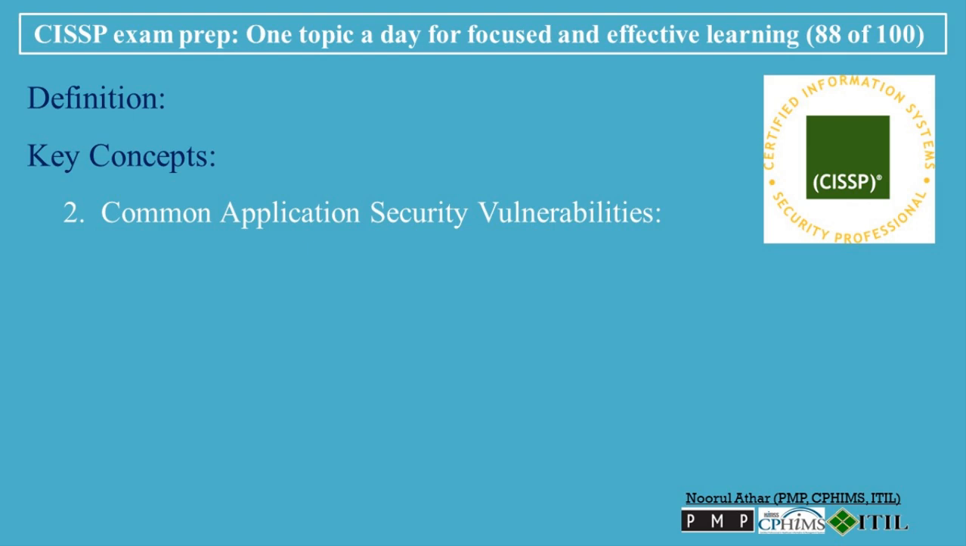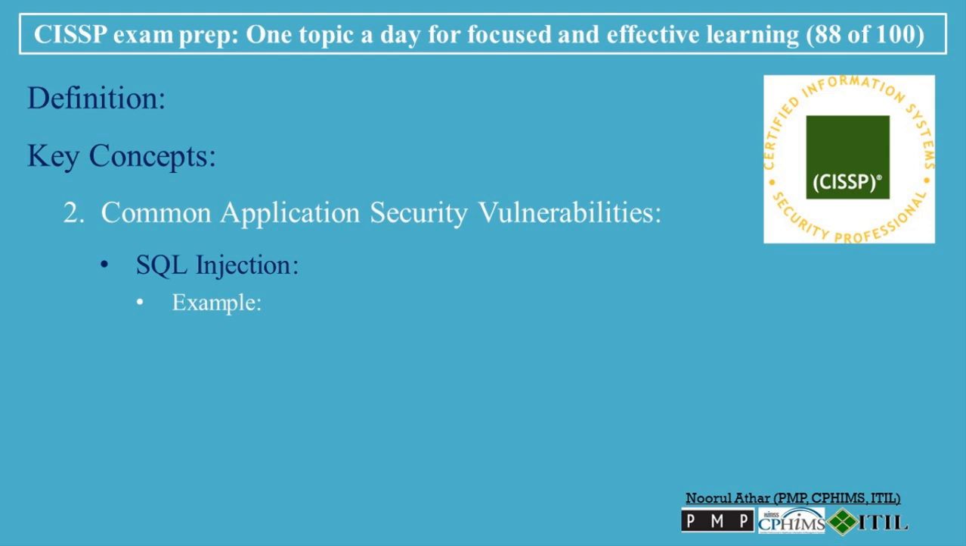2. Common application security vulnerabilities. Application security aims to address a wide range of vulnerabilities that can be exploited by attackers. Some of the most common vulnerabilities include SQL injection. SQL injection occurs when attackers inject malicious SQL queries into an application's input fields to manipulate the back-end database. This can lead to unauthorized access to data or even complete control over the database. Example: an attacker enters a specially crafted SQL statement in a login form to bypass authentication and gain access to a user's account.